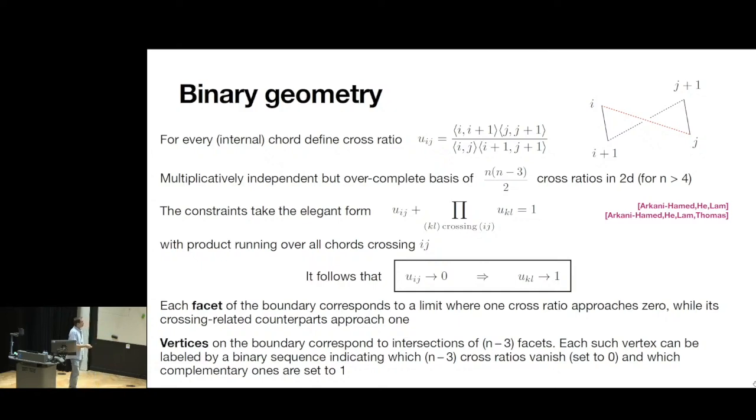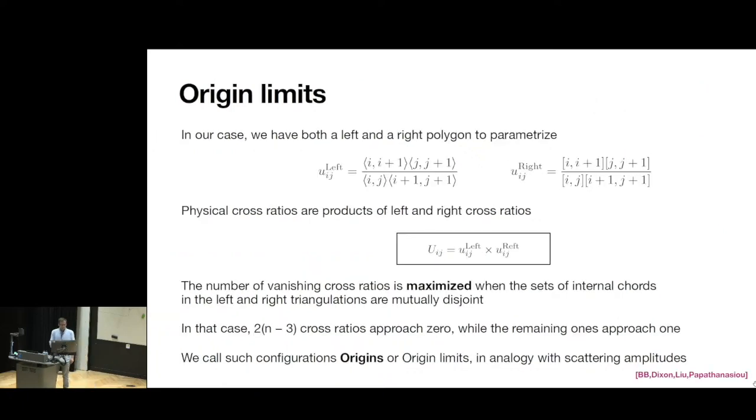Okay. So why is this relation very important? It's important because if we now go to the boundary by sending a u to 0, we find that all the other u which are incompatible or crossing that chord are going to 1. Okay? So in particular, vertices on the boundary will correspond to the choice of a binary sequence in which n-3 cross ratios vanish, so they go to 0, and all the other ones are going to 1.